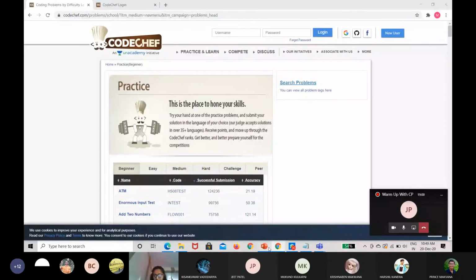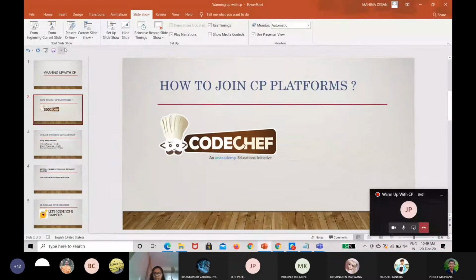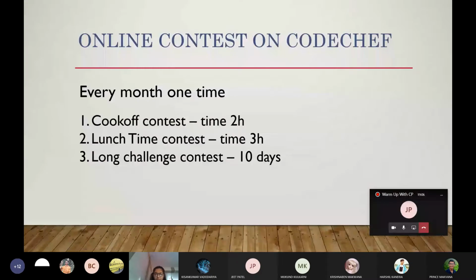CodeChef organizes three contests every month: the Cook-Off contest for 2 hours, the Lunchtime contest for 3 hours, and the Long Challenge contest for 10 days. For this December month, the Cook-Off contest will be organized on 21st December, tomorrow. You can check it on the site also.